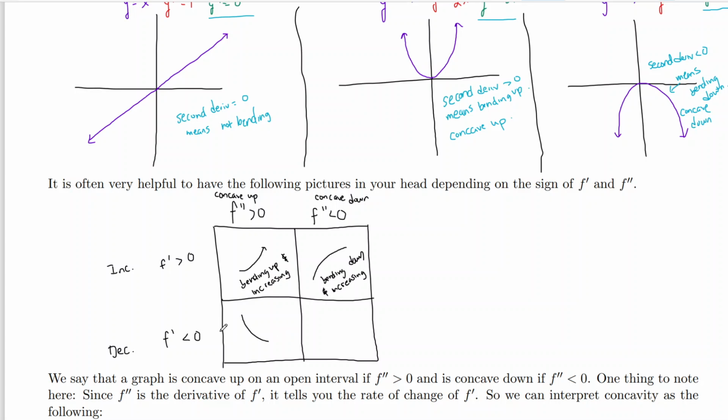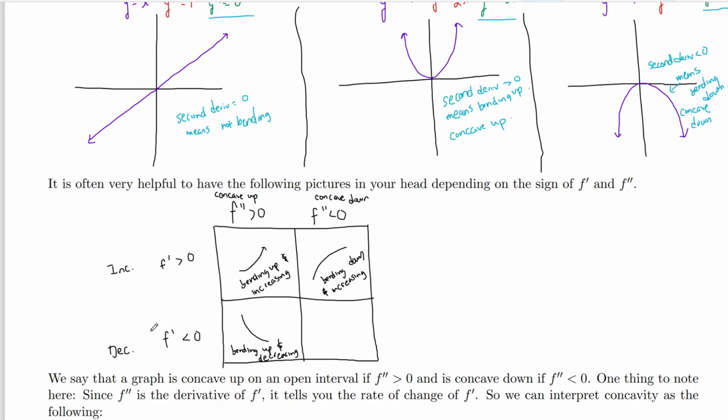And once again, you're probably more comfortable with the increasing and decreasing part. But the reason this is bending up is, once again, imagine wrapping your hand in this shape, and your palm will be facing upward. So this is bending up, which means concave up, and it's decreasing because it's moving down.